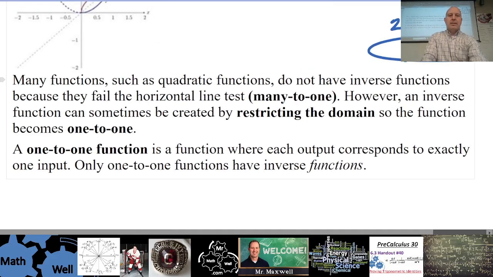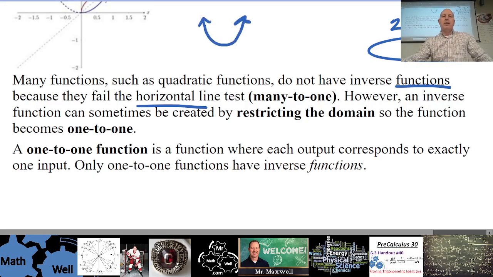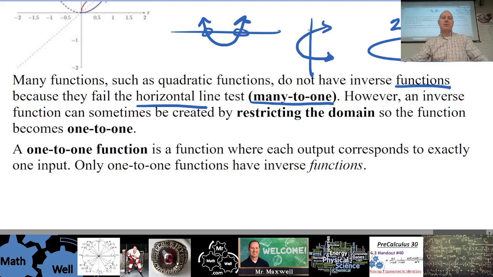Okay, let's keep going here. Many functions such as quadratic functions do not have inverse functions because they fail the horizontal line test. So if you do have a function like a parabola that fails the horizontal line test, crosses more than once, that's called a many-to-one function, and the inverse will then not be a function. So it looks something like this, and it won't pass the vertical line test.